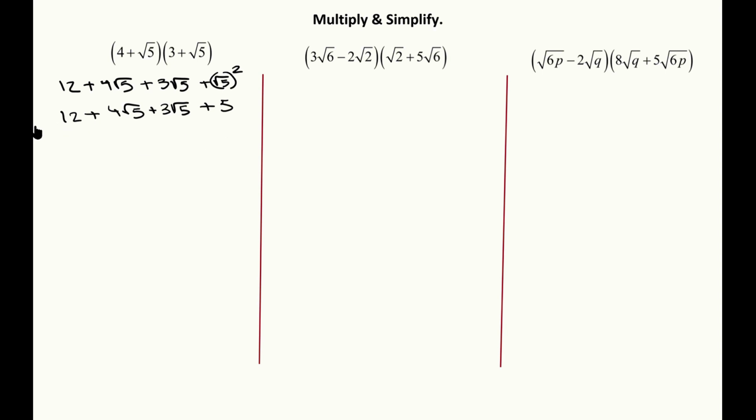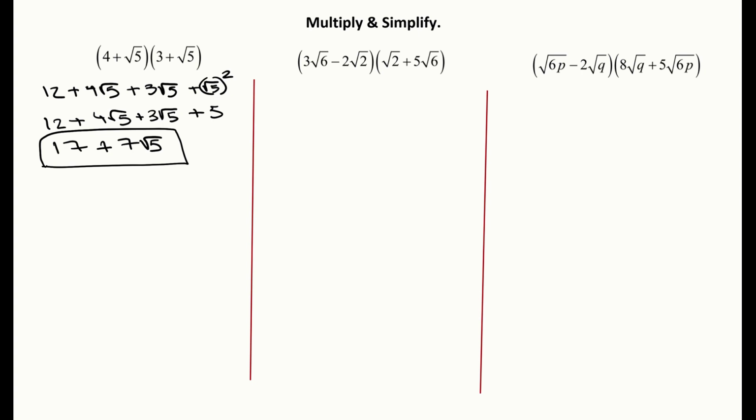Now we notice we can combine the 12 and the 5 because they're like terms, they're just constants which have no radicals in them, so they're just integers, so we get 17. And these two are also like terms because the radical parts are the same, so we can combine those and we get 7 radical 5. And that's pretty much all we can do, so we're done with that problem.